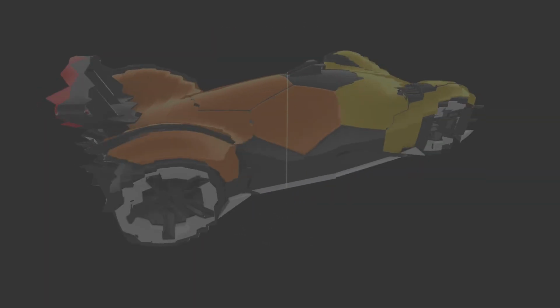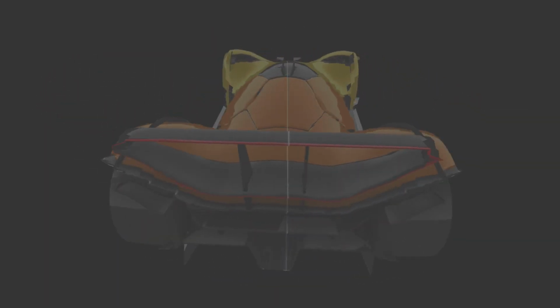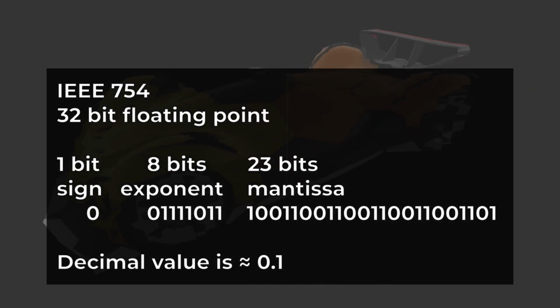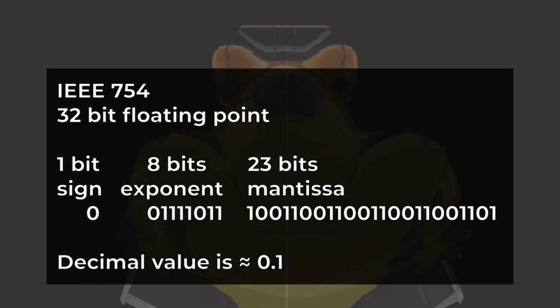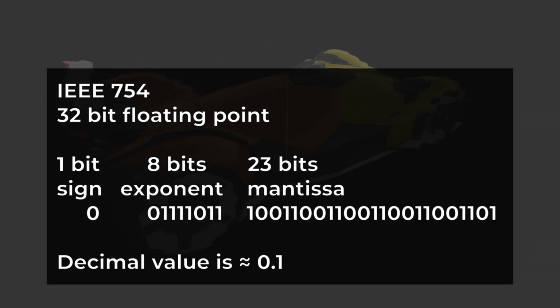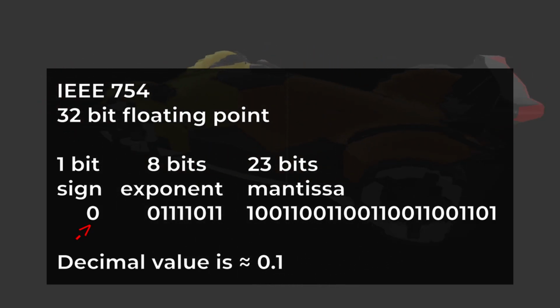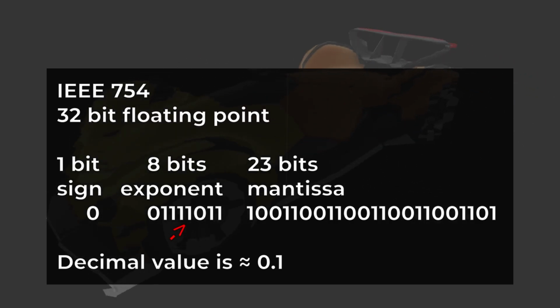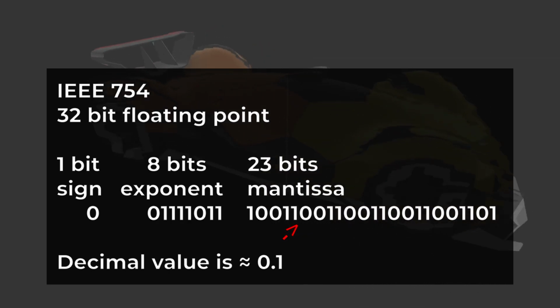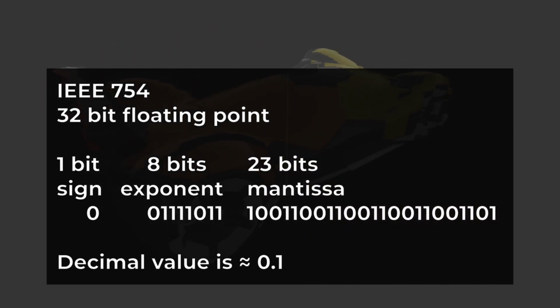point numbers. Here we will discuss the single precision 32-bit floating point format. A 64-bit float is much more precise, but there is no point discussing it here. The idea is the same, just with more bits. The 32-bit floating point has 1 sign bit, 8 exponent bits, and 23 mantissa bits. This value is actually near 0.1. Why near? I'll explain later.